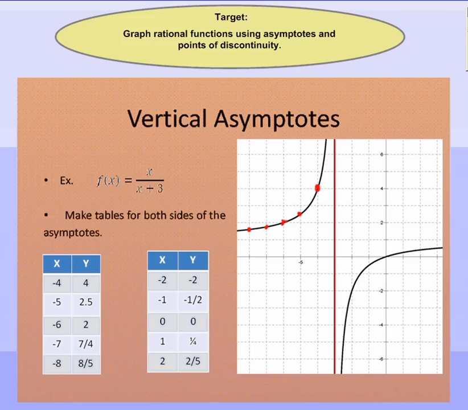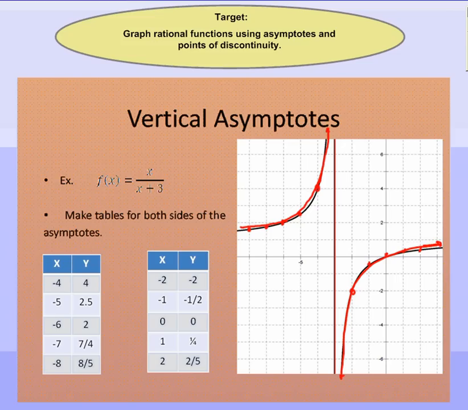On the other side, we can input -2, -2. We can input -1, -1/2. We can input 0, 0. We can input 1 and 1/4. We can input 2 and 2/5. If we want to continue on, we can go on. What's happening as it gets close to the asymptote? It's following that asymptote in that direction. You can see the direction of the graph by the points. It is getting close to that and never crossing over that asymptote. So same thing here. It's getting close to that, never crossing over the asymptote.